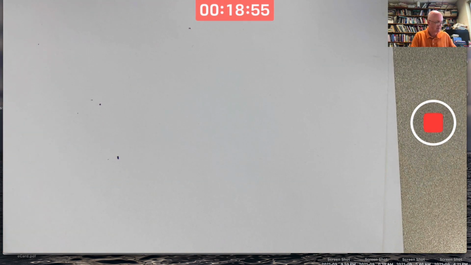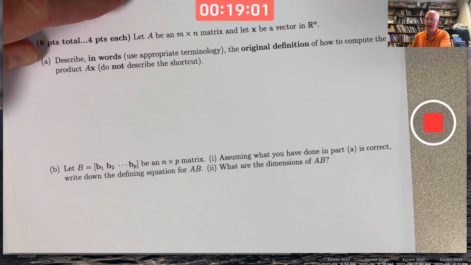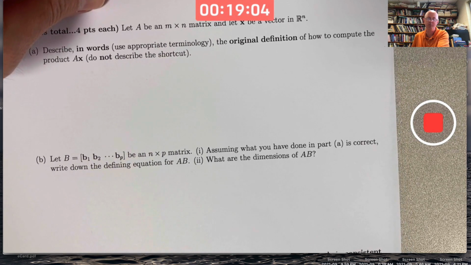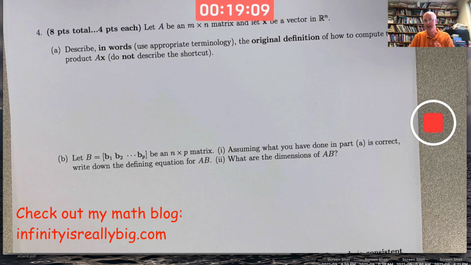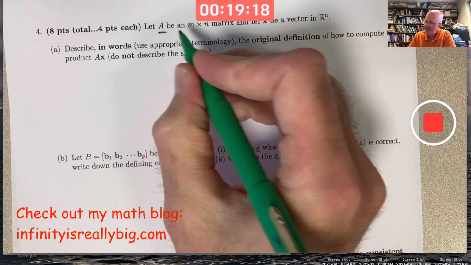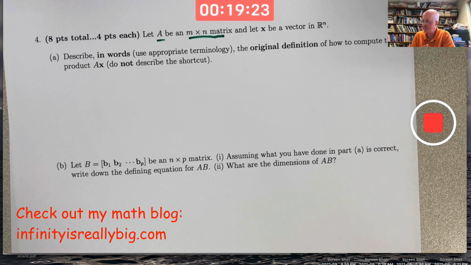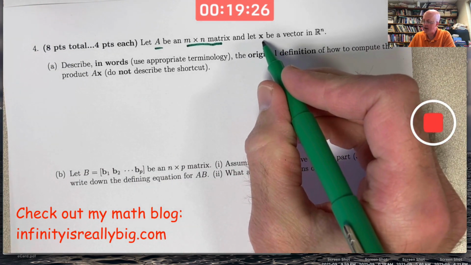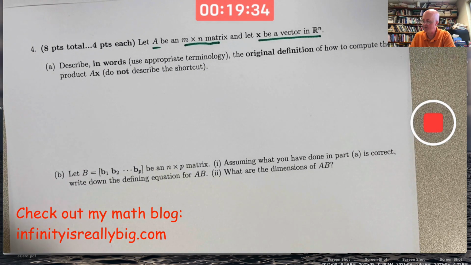On to page 3. Page 3 is a more abstract set of problems. And actually part A I did on my exam 1 review, but I think it's important enough to also do it here on the exam 2 review, though again, these things may be on your exam 1. A is an m by n matrix, so that's m rows and n columns. You have to multiply A by an n-dimensional vector, a column vector, which is an n by 1 matrix.